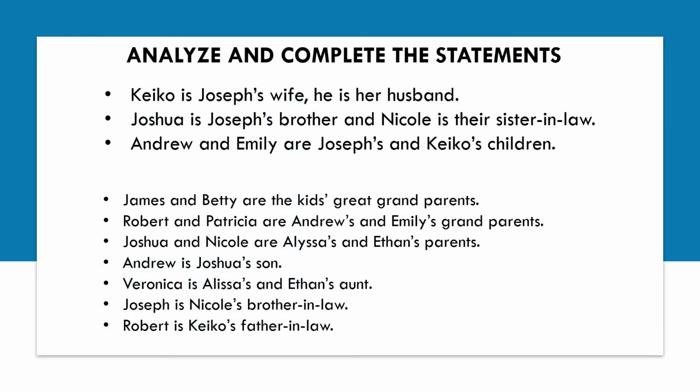Here are the complete statements. James and Betty are the kids' great-grandparents. Robert and Patricia are Andrew's and Emily's grandparents. Joshua and Nicole are Alicia's and Ethan's parents. Andrew is Joshua's son. Veronica is Alicia's and Ethan's aunt. Joseph is Nicole's brother-in-law. And Robert is Keiko's father-in-law.